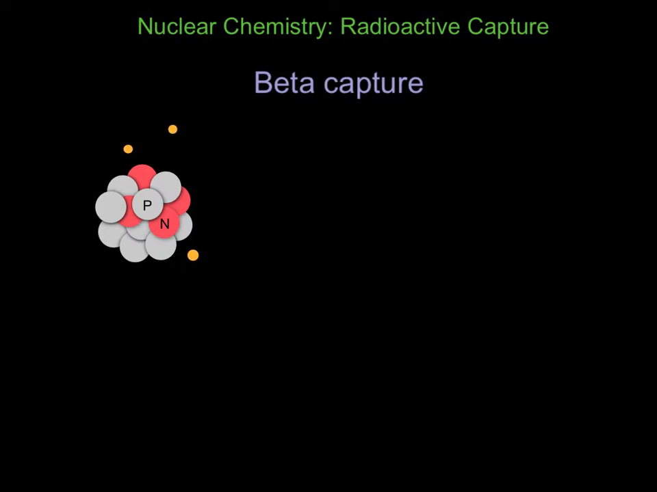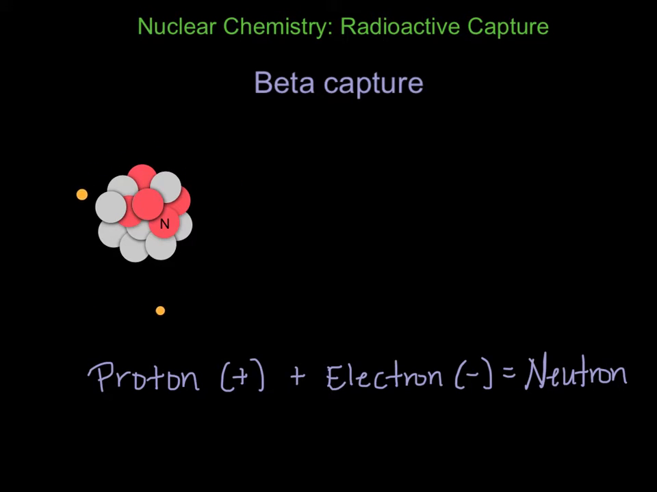So what's going to happen is this nucleus is actually going to take in one of its innermost electrons and combine that innermost electron with a proton to create a neutron. So when we have a positively charged proton combine with a negatively charged electron, we're going to create a neutrally charged neutron, which is going to help us balance out the number of neutrons and protons in our nucleus.